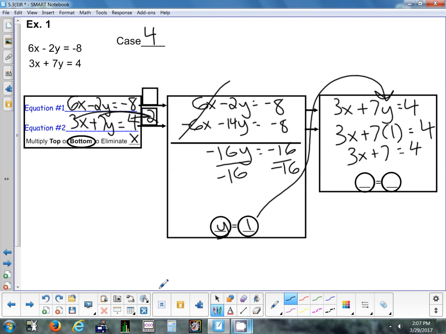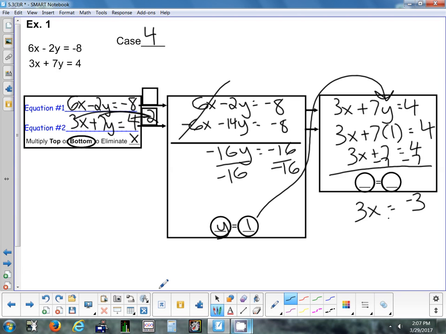4. Subtract 7 from both sides. I want to get 3x by itself. So I'll move it down here. 3x equals 4 minus 7. Negative 3. If you're not sure, do it on your calculator. Negative 3. Last step. Divide by what number, Jordan?